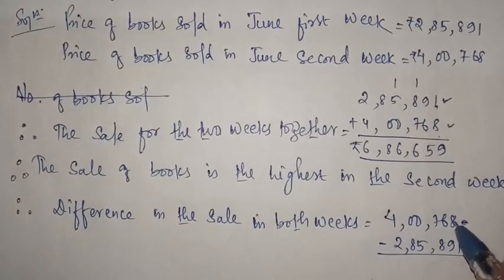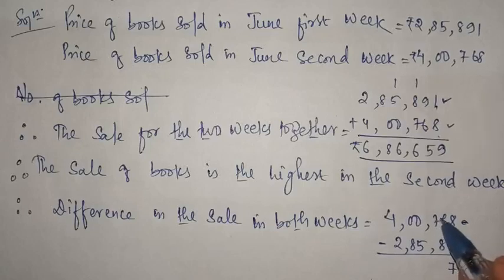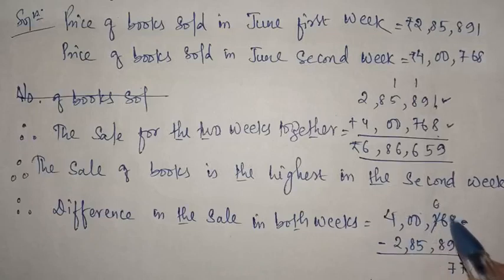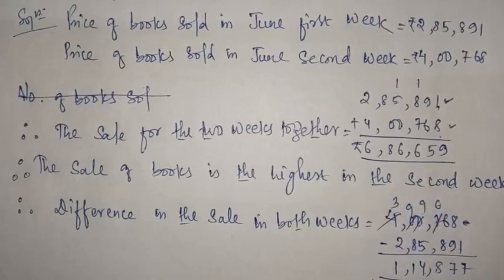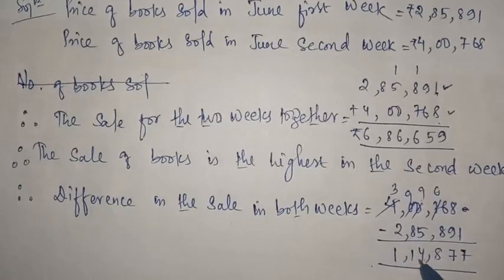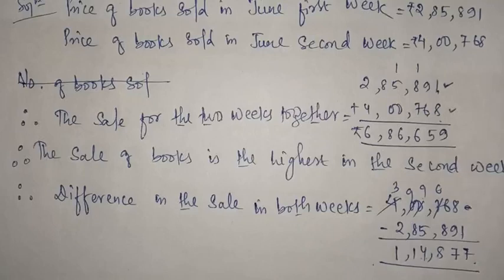8 minus 1 is 7. Okay, 6 minus 9 is not possible, so borrow. 16 minus 9 is 7, and again here it is 6. So 6 minus 8 is not possible, so 1 will be borrowed from here. So 16 minus 8 is 8. Here 9 minus 4 is 5, 9 minus 8 is 1 again. Here it is 3, 3 minus 2 is 1. So the answer is, by how much? By 1,14,877 the sale is highest in the second week.